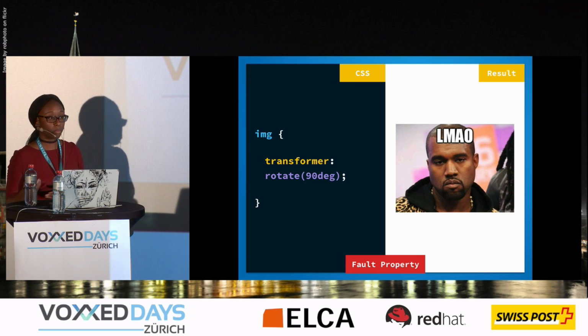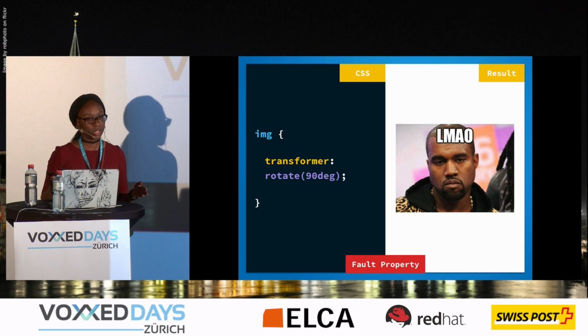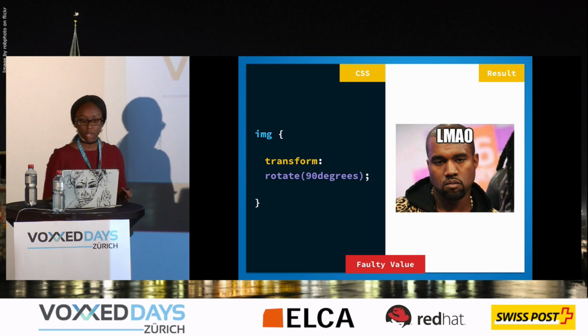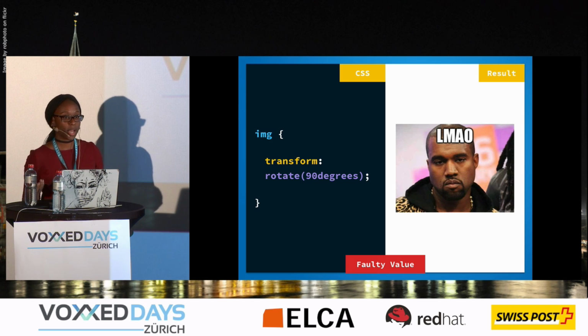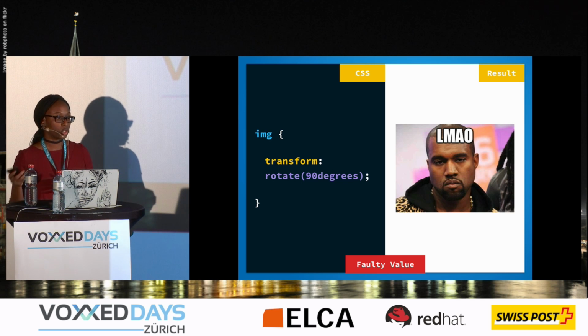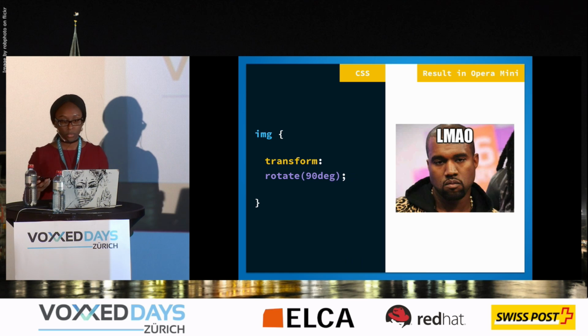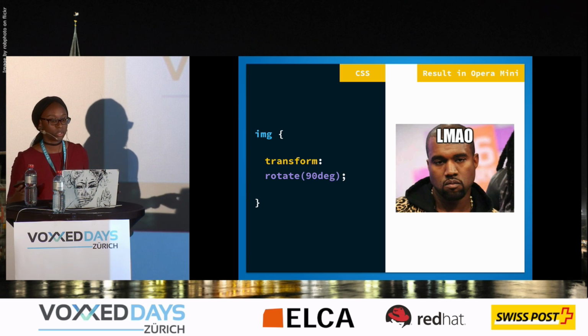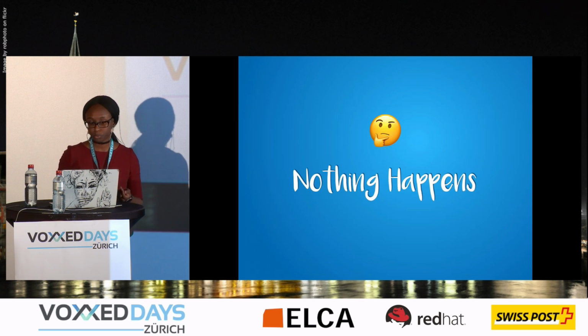Then here we have a faulty property. Instead of using the transform property, I wrote transformer, and then again, nothing happens. And finally, a faulty value. Instead of writing 90deg, I wrote degrees in full. Again, nothing happens. And even if we get all of that right, this is the result that we get in a browser that doesn't even support transforms at all.